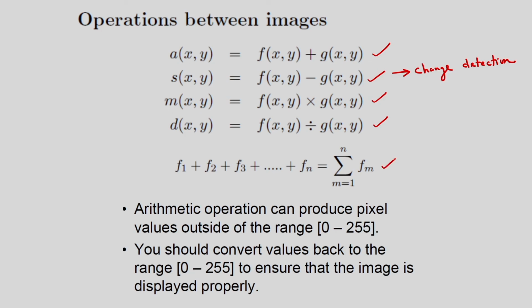And in this case you can see that I am doing the addition of a number of images. Now because of these operations, the arithmetic operation can produce pixel values outside the range. The range is already, we have the range from 0 to 255, that is mainly from 0 to L minus 1, the number of levels I am considering. So arithmetic operation can produce pixel values outside the allowable range. Then in this case what I have to do, I have to convert the values back to the range.